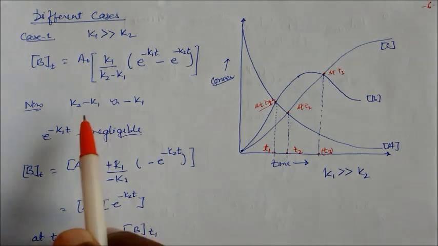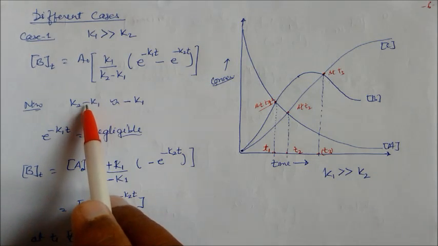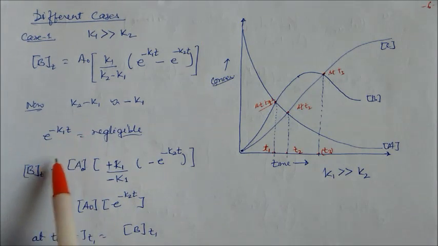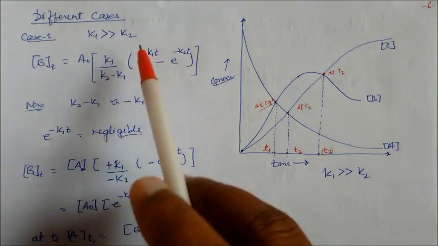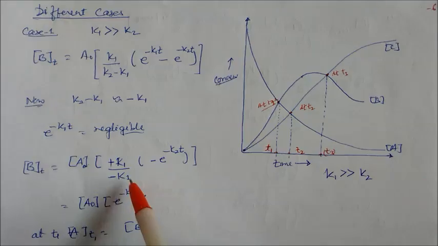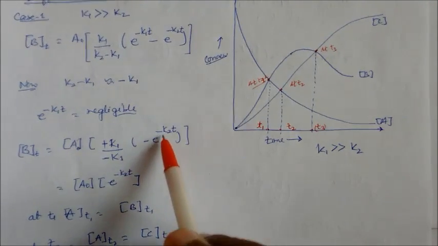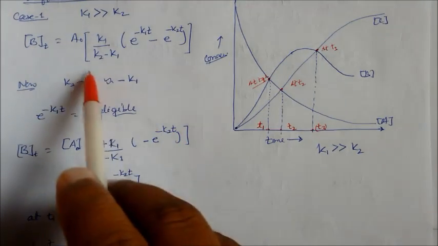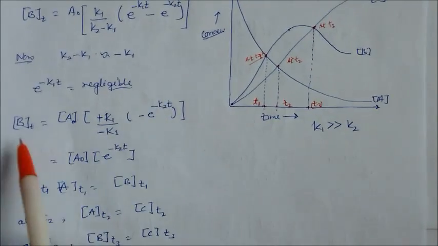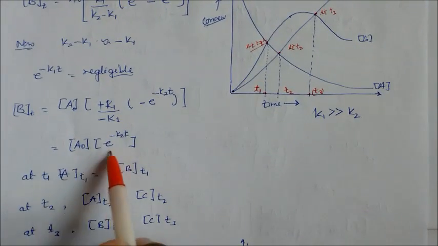So in this case what will happen? k2 minus k1 will be almost equal to minus k1, so this value will be negligible. If this value is negligible, we will get a naught into k1 by k1 minus k2 into t. So substitute these two values over here, and we will get b at any time t equal to a naught into e to the power minus k2 into t.